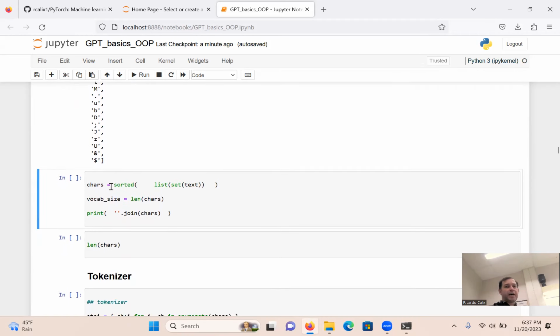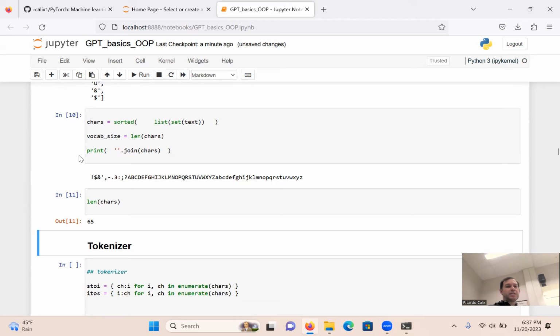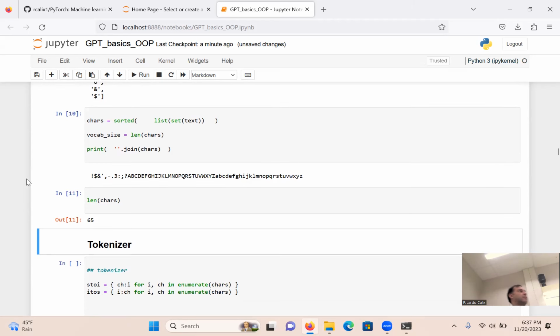All right, then after that, we're going to create the vocabulary size, which is going to be len chars, right? And then we're just going to print it. So you can see there, the size of my vocabulary is 65, and those are the characters that I'm going to use.